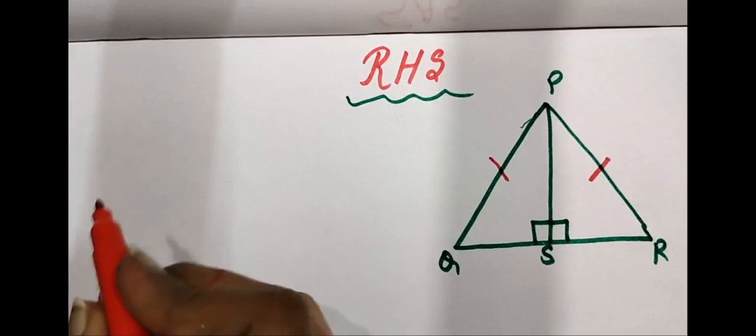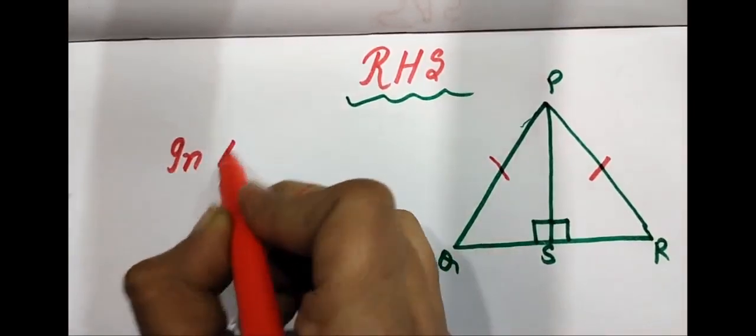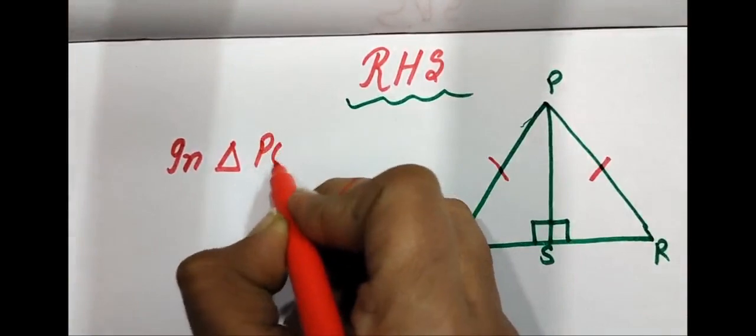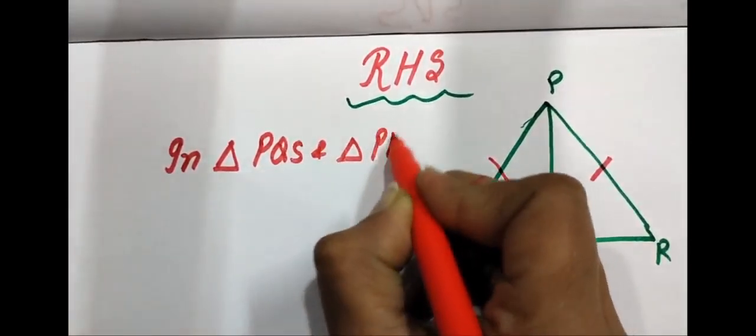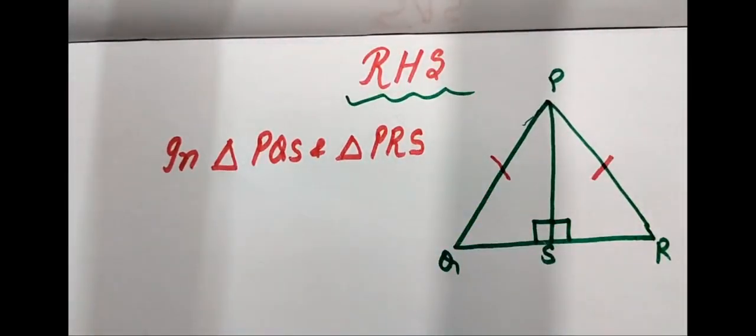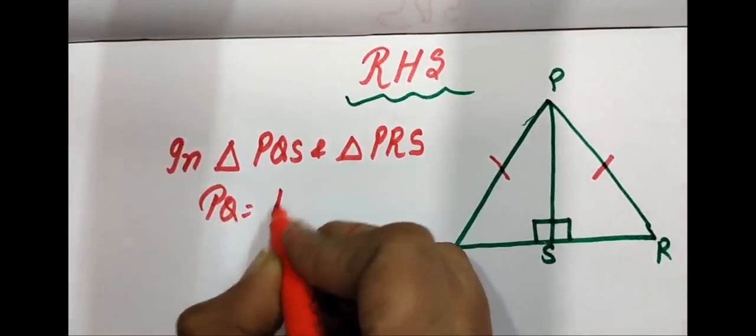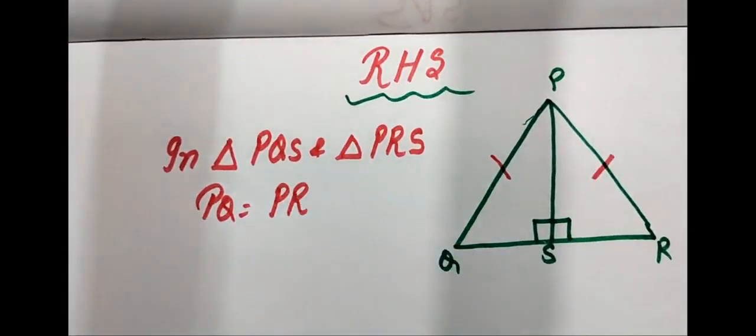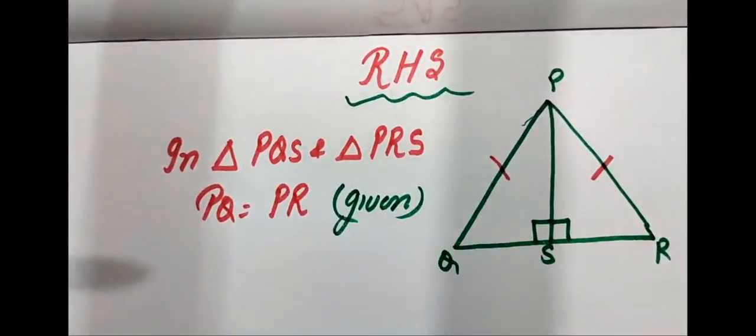So PQ is equal to PR and you have to show that these two triangles are congruent or not. So let's check. So same way, I'm going to write down the name of the triangles. So in triangle PQS and triangle PRS. So two triangles are there. So first of all, I'm using the given condition, that is PQ is equal to PR. This is given. So I'm writing the reason. So it is given.